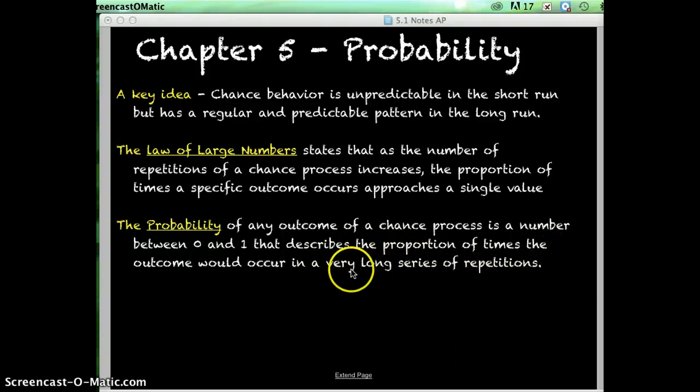That's key. So if you're ever told to interpret the probability, make sure you say something about, if we were to do this many, many times, then the proportion would be close to such and such. But it's that idea that you're doing it over and over and over and over.